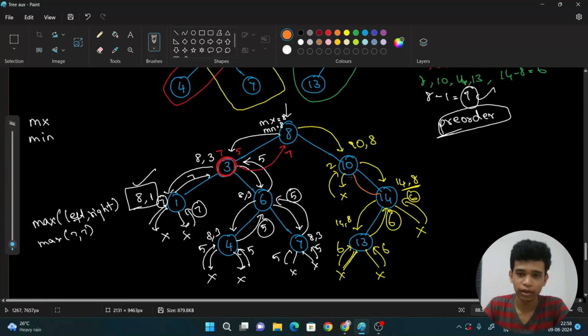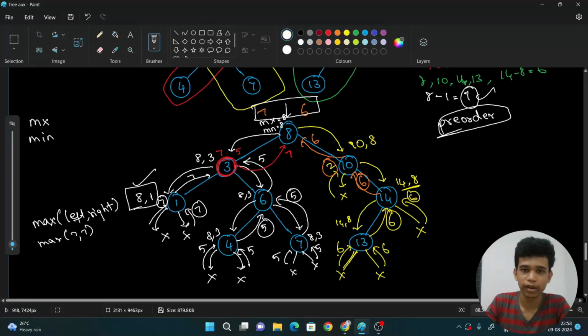So this 14 returns 6 here. For this node 10, from the left side it returns 2 and from the right side it returns 6. Among these, the maximum is 6. So this 10 returns 6. Okay, for this 8, the left subtree gives 7 and the right subtree gives 6. Among these, the maximum value is 7. So it returns 7 here. So 7 is the output here, right?